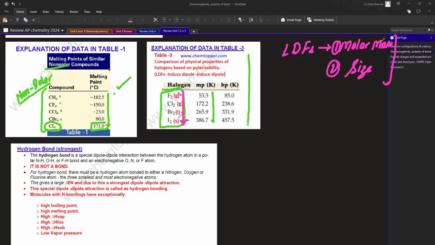If somebody is asking like this, then first decide polar or non-polar. If it is non-polar, then think about LDF. Then just bring these two points in your mind: molar mass and size. Then make your answer. The higher the molar mass, the more the polarizability. Polarizability means induced dipole.